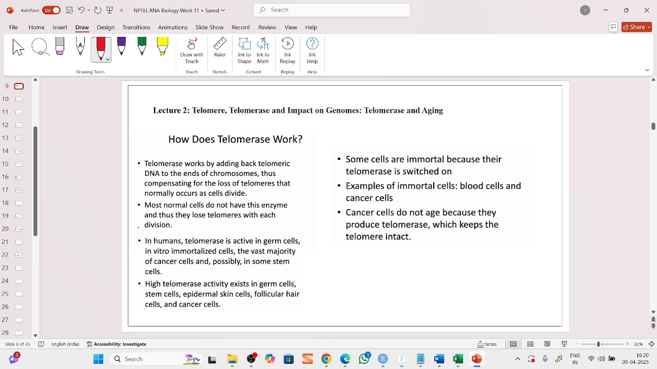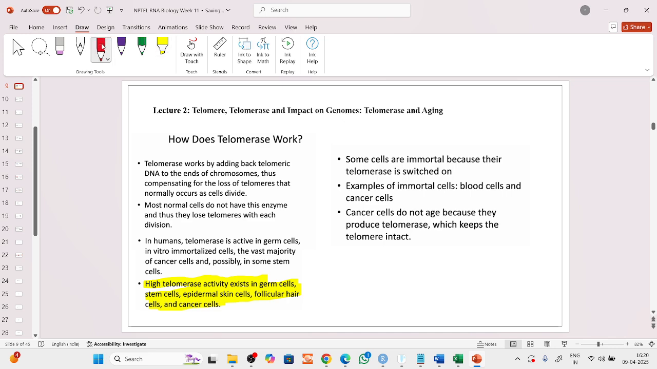Other than that, no. High telomerase activity exists in germ cells, stem cells, epidermal skin cells, follicular hair cells, and cancer cells. Cells which continuously need to regrow. See, this is important. Telomerase activity exists in germ cells, stem cells, epidermal cells, follicular hair cells, and cancer cells.